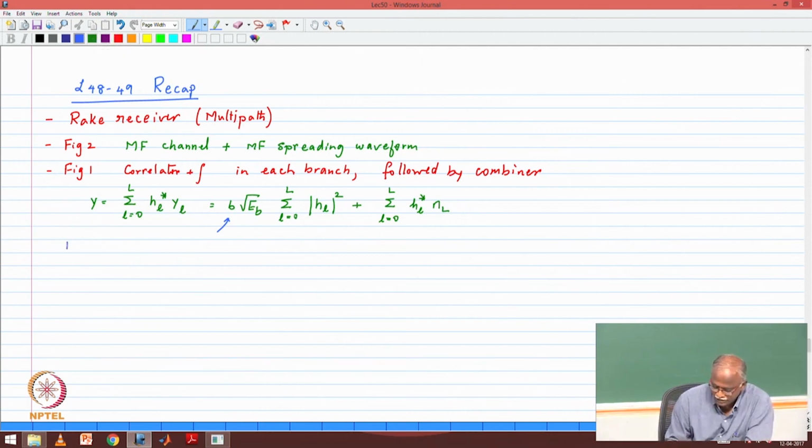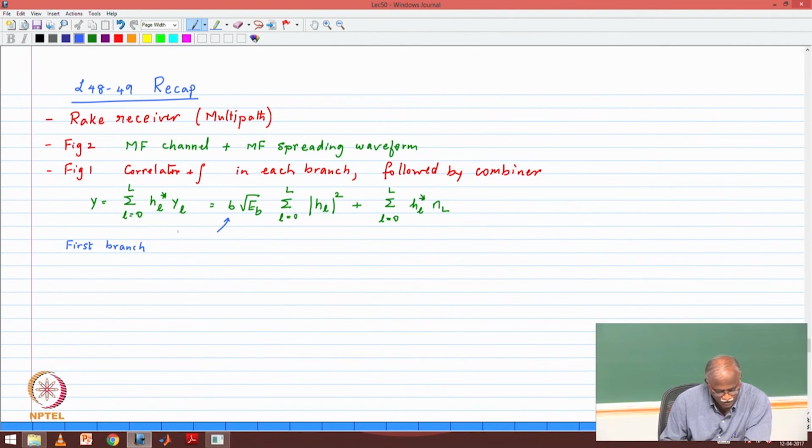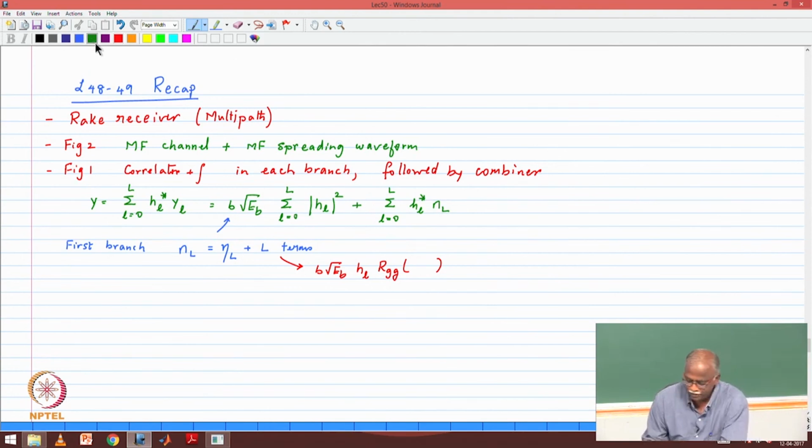So, we can look at each of the L plus 1 branches. If you look at the first branch, which is what we had done most of our analysis on, the first branch has a noise term N_L, which is a combination of eta_L plus L terms. These are the multipath related interference terms. Each of those terms, if you look at it more closely, is B times root E_B times H_L, some channel coefficient, times the correlation between the waveforms at different lags, because you are looking at copies of the signal at different time lags.